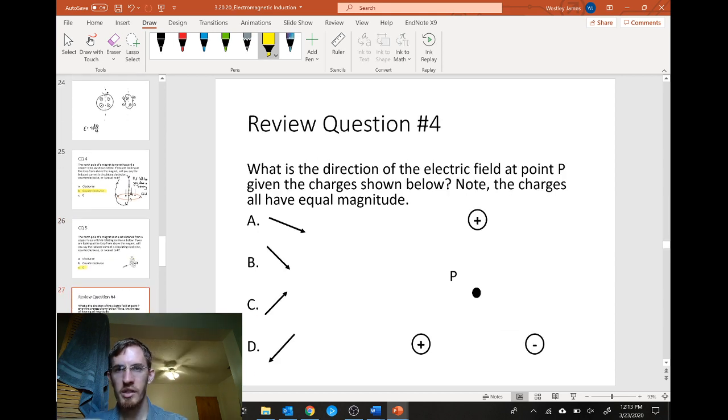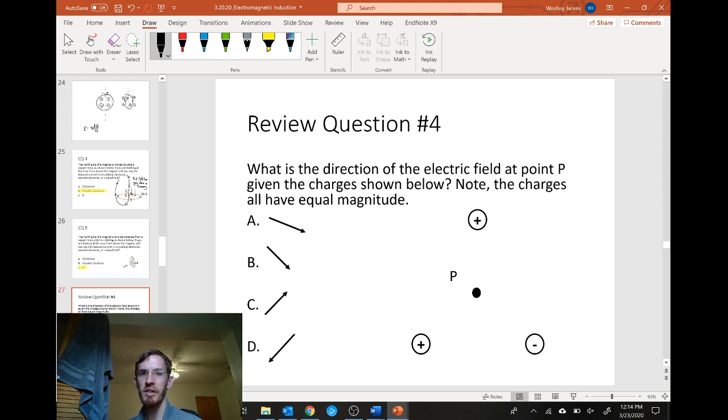Okay. The next one, we have our 3 charges of the review question. So this is not going to be about flux. The question is, what is the direction of the electric field at point P given the charges below? And note that the charges all have equal magnitude. So I have a positive charge at the top. It's an equilateral triangle with a positive charge at the top, a positive charge in the bottom left, and a negative charge in the bottom right.